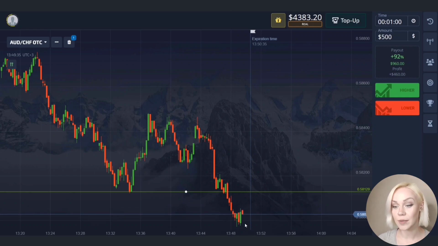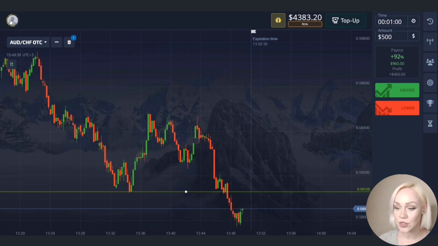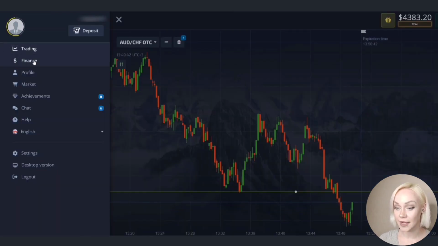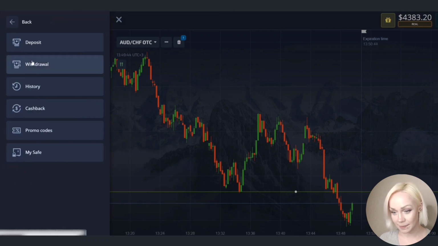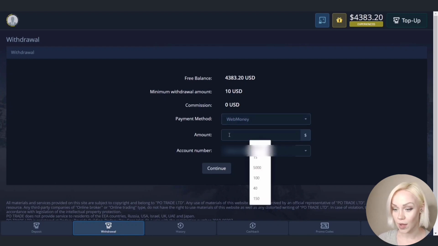I suggest we apply for a withdrawal. So to do this, we go to the profile menu and select finance. We get to the following menu. Here we also select withdrawal, and thus we get to the withdrawal menu. I will withdraw to my WebMoney wallet.